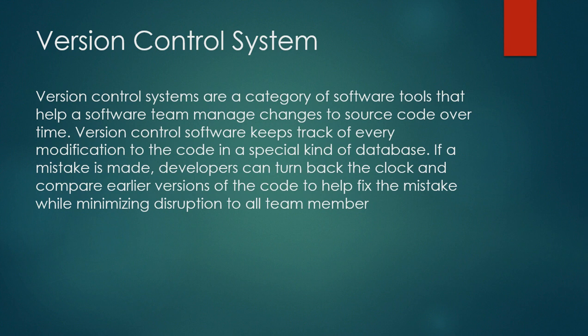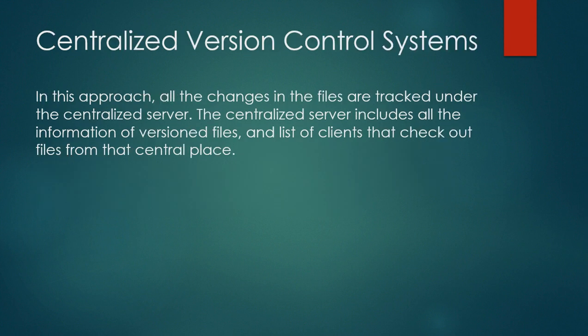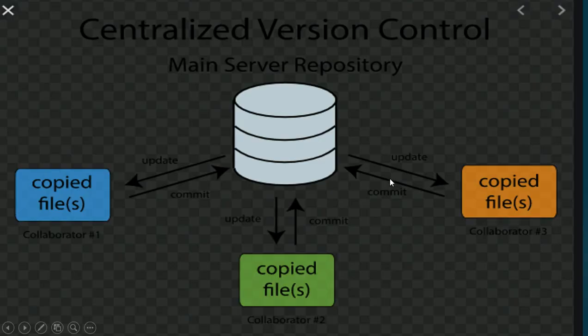We have two types of version control system. One is centralized version control system and another one is distributed version control system. So first we will go through what is centralized version control system. In this approach, all the changes in the files are tracked under the centralized server. The centralized server includes all information of version files and list of all clients that check out files from that central place. So for example, we have a central server called a central repository.